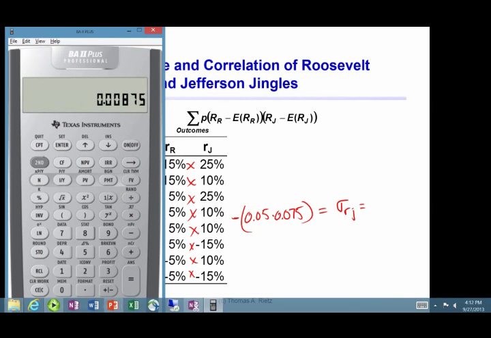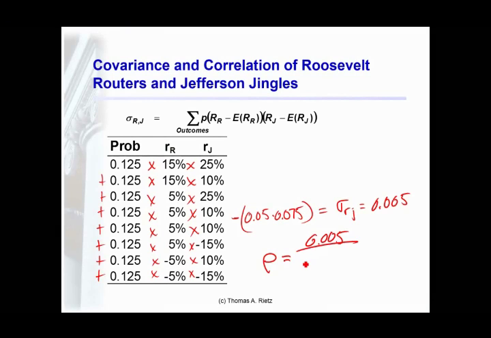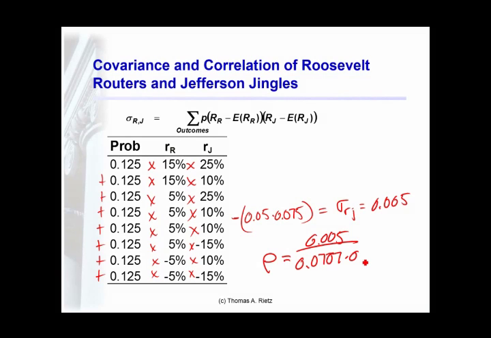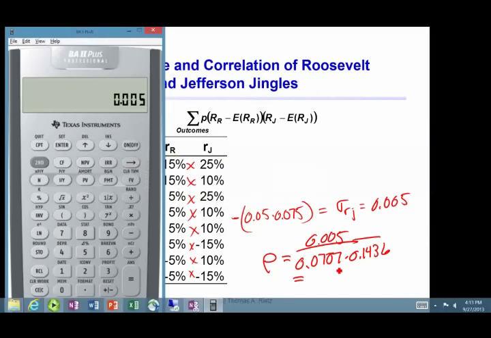Then we're going to subtract off the expected return of the first stock, in parentheses, times the expected return of the second stock. And you get the covariance of 0.005. The correlation is that divided by the 2 standard deviations. Remember, they were 0.0707 and 0.1436. Remember, I already multiplied those 2 numbers together, so I can just divide by those 2 numbers already multiplied together and get 0.4923.